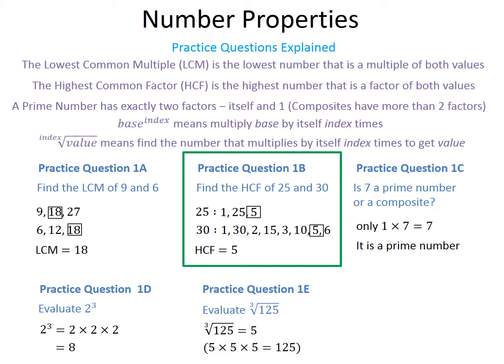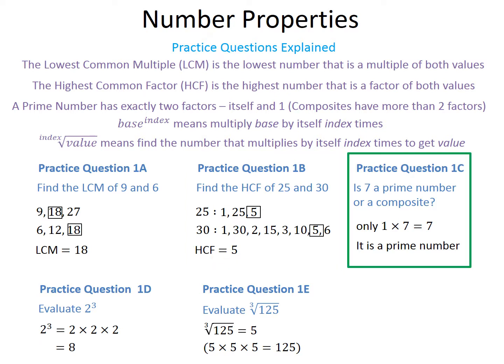What about 3? Well, 3 times 10 works. So I wrote down 3 and 10. And then what about 4? No, I can't times anything by 4 to get 30, not a whole number at least. And so I skipped that one. And what about 5? And yep, 5 times 6 is 30. So that's how I got all the factors. And then I just looked and I saw, well, 5 is the highest one that is on both lists. And so I wrote down my answer.